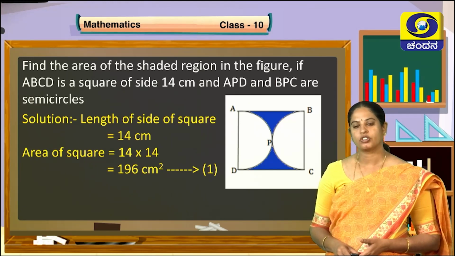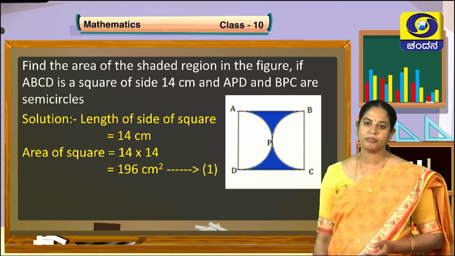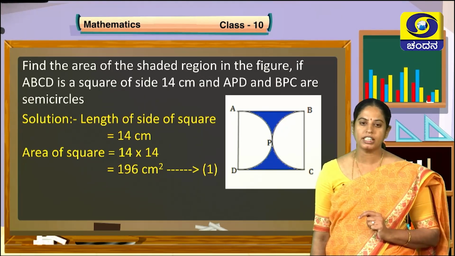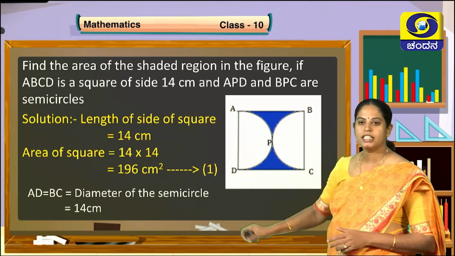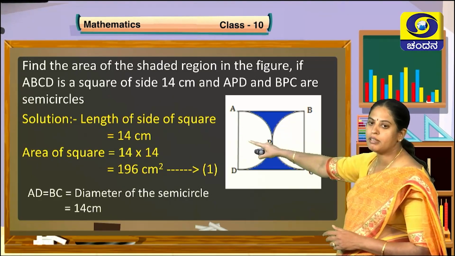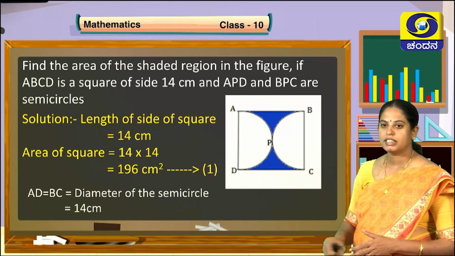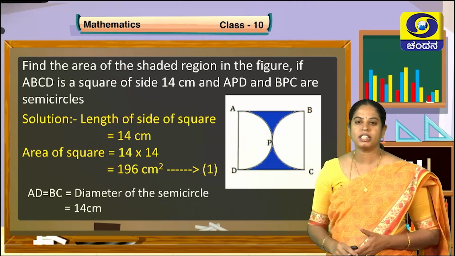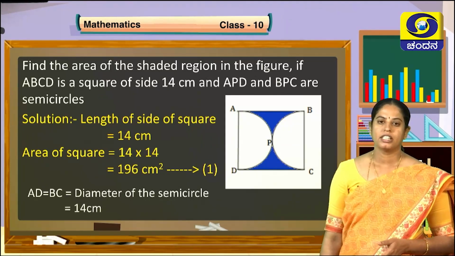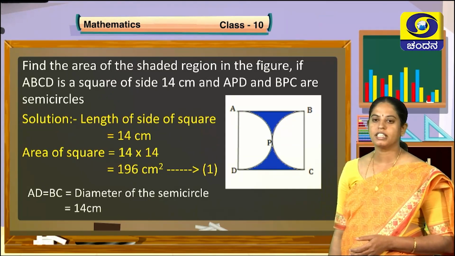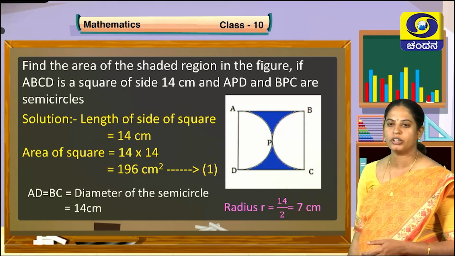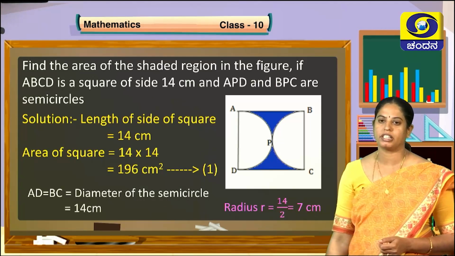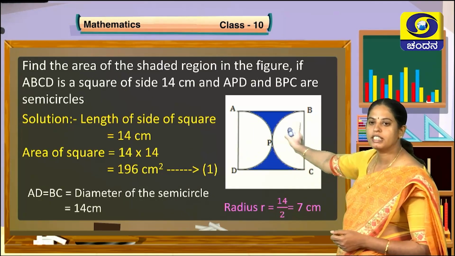Now we know the area of square. To find the area of the semicircle, we need to know the radius of the semicircle. For that, let us see here AD and BC are the diameter of this semicircle. Yes, since they are the sides of this square too, the length of the diameter is 14 centimeter, right? Now, to know the radius, if we divide the diameter by 2, we get the value of radius, that is 7 centimeter. Now you know the radius of the semicircle.